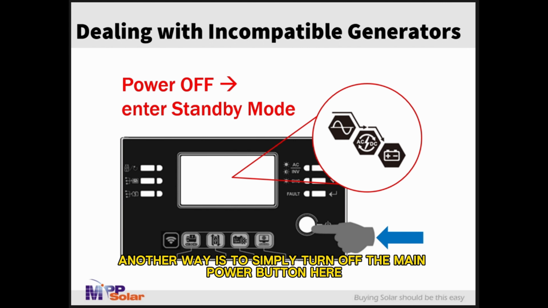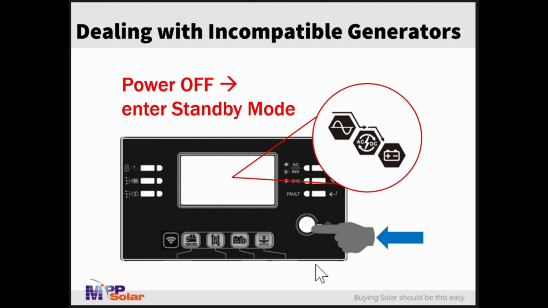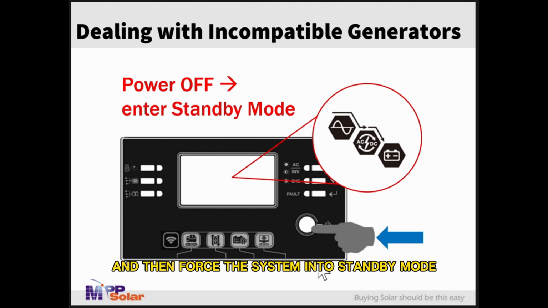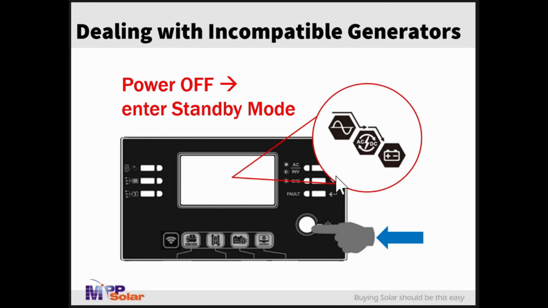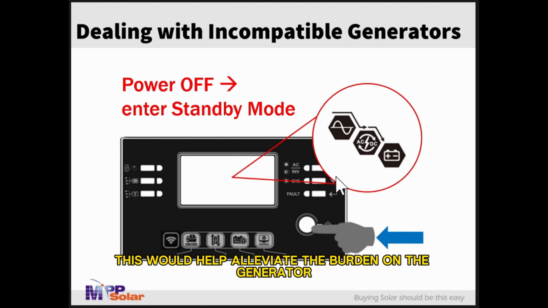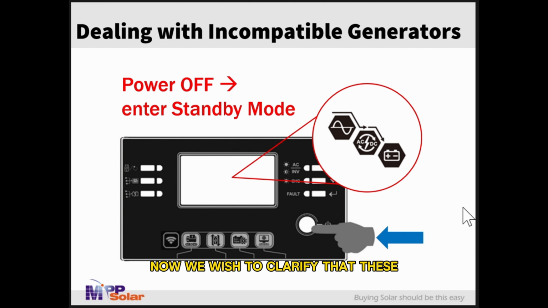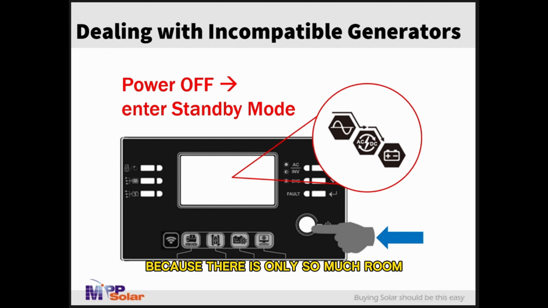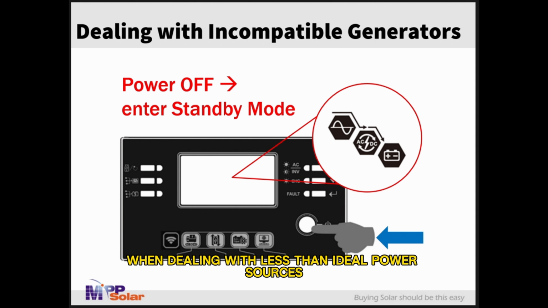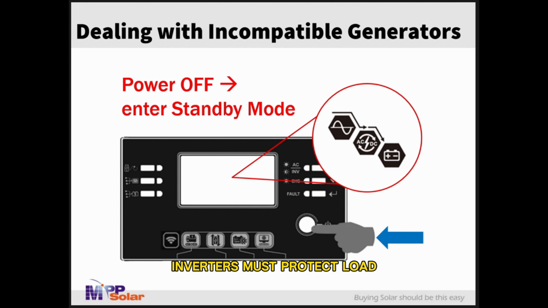Another way is to simply turn off the main power button here on the inverter and then force the system into standby mode so that only battery charging can take place. Now, this would help alleviate the burden on the generator and possibly improving its output quality to an acceptable level. Now, we wish to clarify that these two methods aren't guarantees to work with all generators, because there's only so much room inverters should be allowed to compromise when dealing with less than ideal power sources. Inverters must protect load and battery from poor powers.